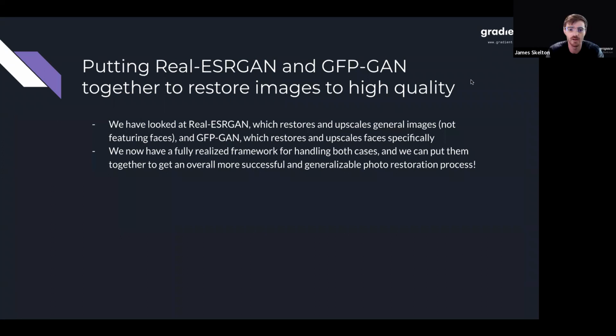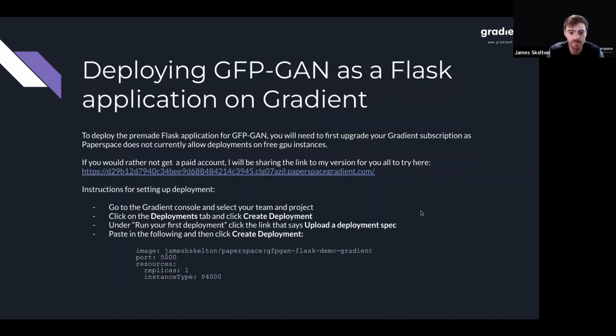All right. So now that we've gone over how they work, we can see that Real-ESRGAN restores and upscales general images, backgrounds, and foregrounds without faces. And GFP-GAN restores and upscales faces specifically. So together, we have a fully realized framework for handling both cases, and we can use them together to create a more successful and generalizable photo restoration process, which is exactly what the team behind GFP-GAN has done.